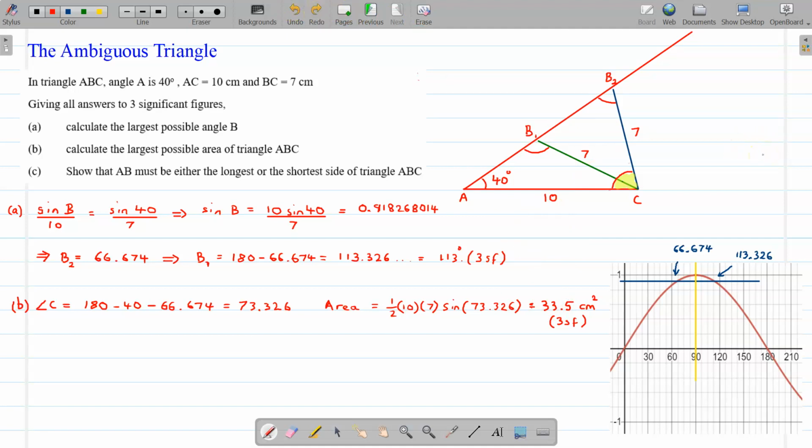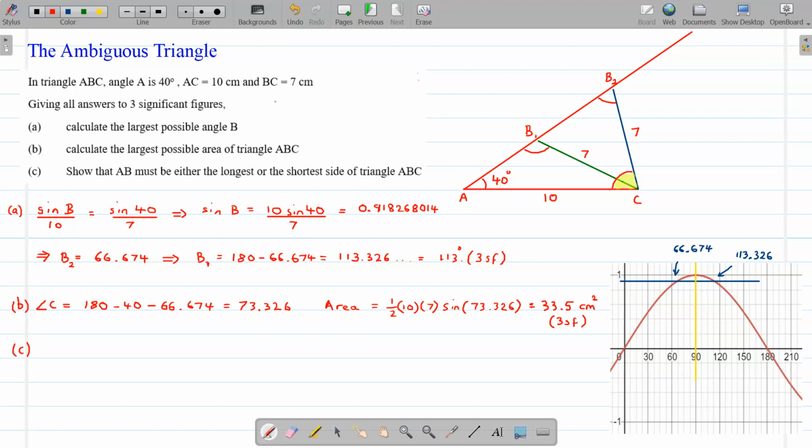Now we go on to the third question. And that's an unusual looking question when you first look at it, because it's saying, show that AB must be either the longest or the shortest side of the triangle ABC. And basically, this is another way of saying that the line AB can either be less than 7 or greater than 10. That's what it means, doesn't it?